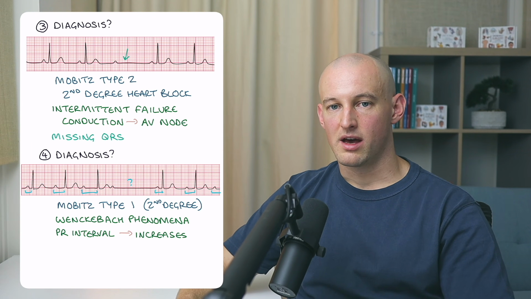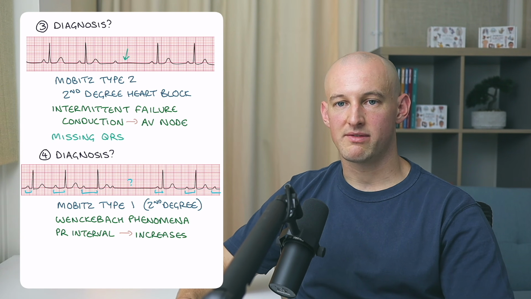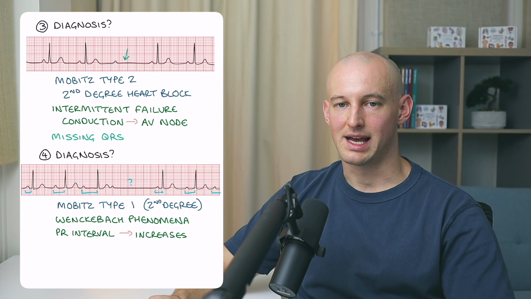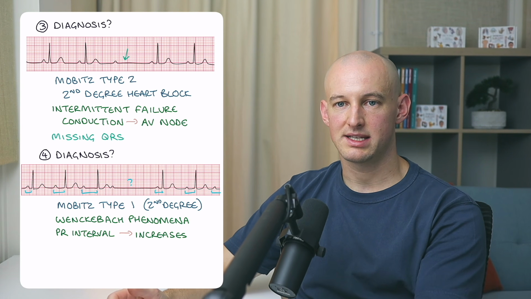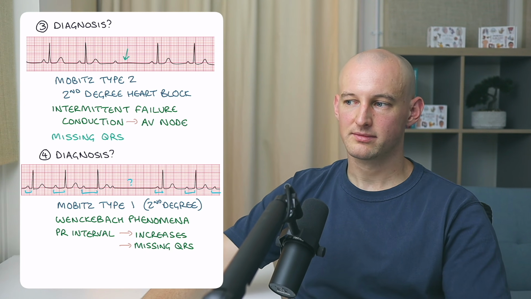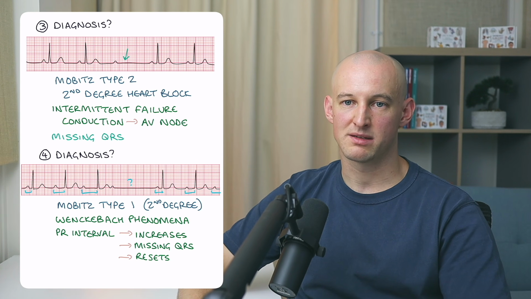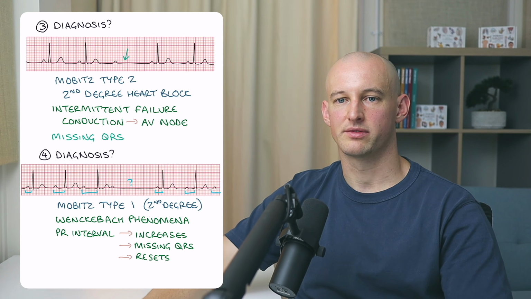increases over successive QRS complexes until a P wave is not followed by a QRS complex. So it's a gradually increasing PR interval, then a missing QRS complex. After the missing QRS complex, the PR interval resets back to baseline and the cycle repeats itself.